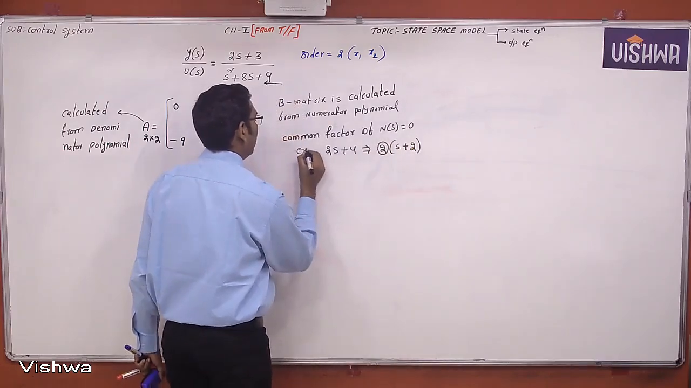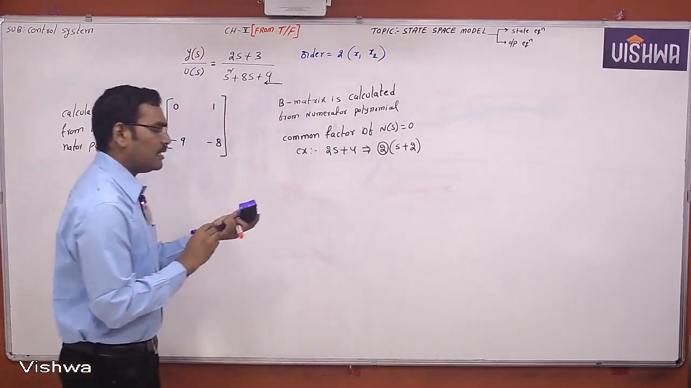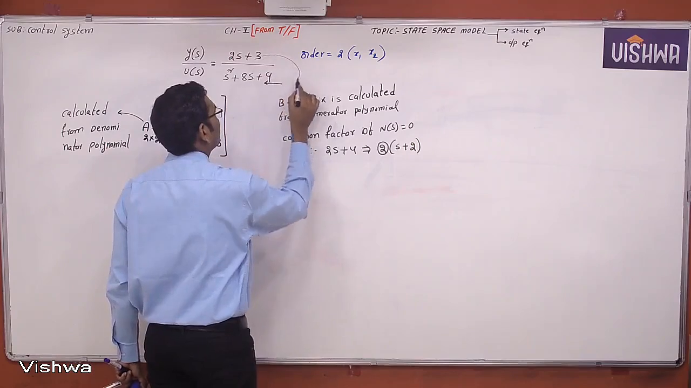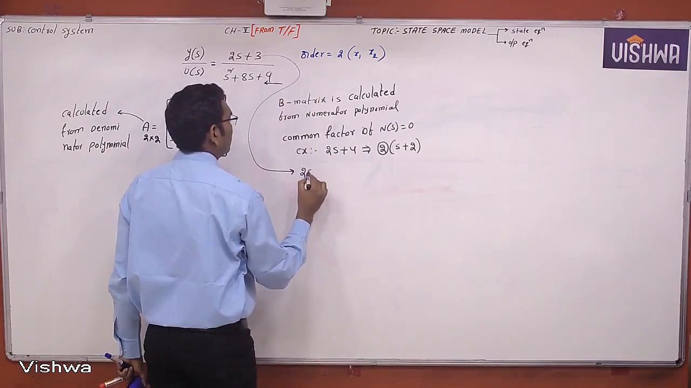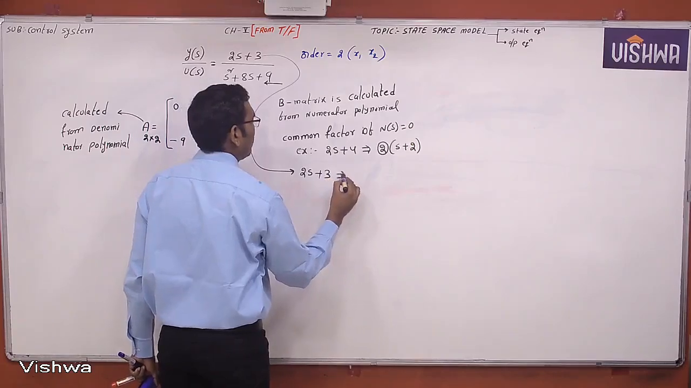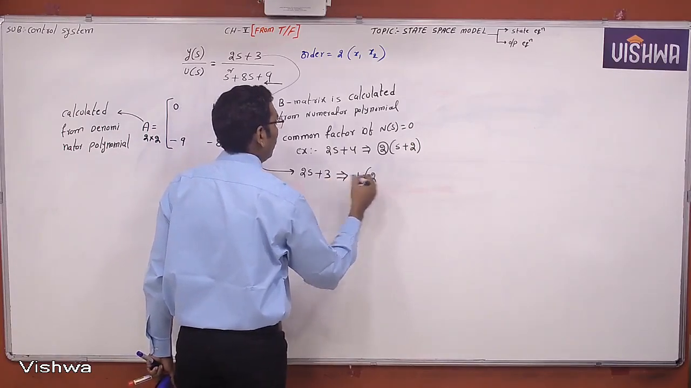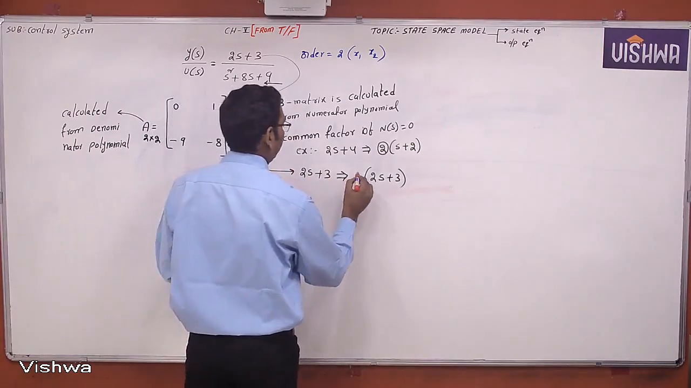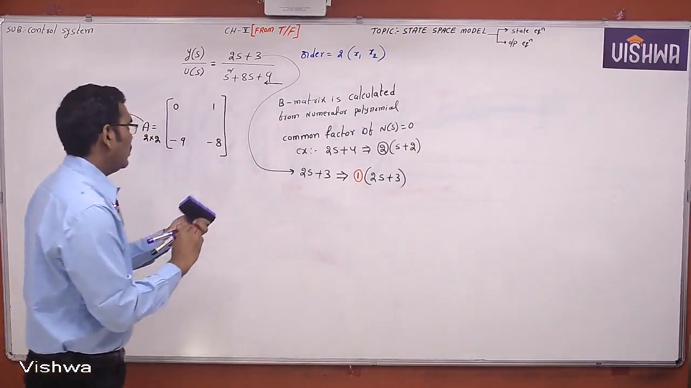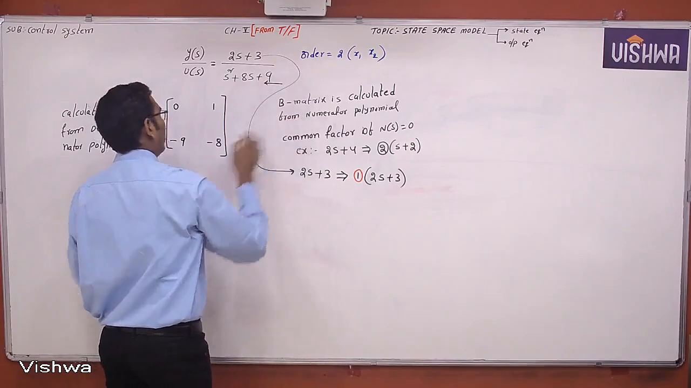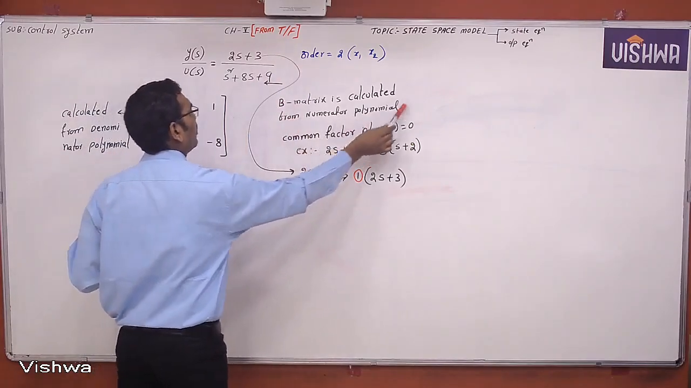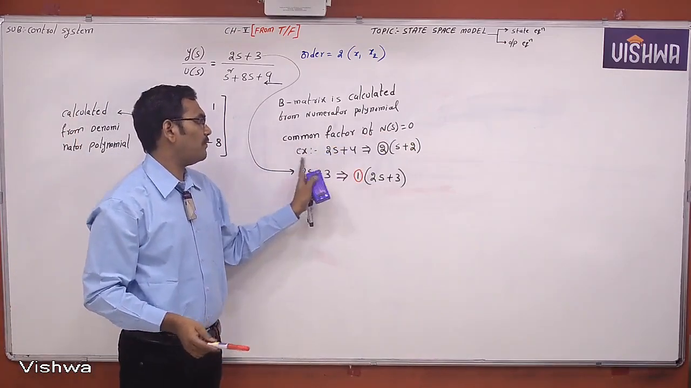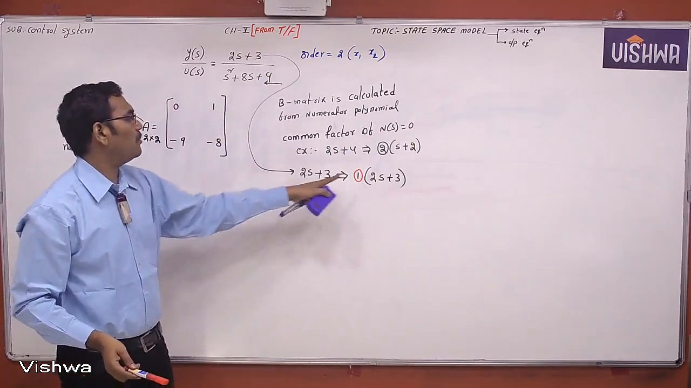But what is in our problem? In our case, it is 2s plus 3. Therefore, what is the common factor? No common factor. Therefore, we can write 1 as the common factor of 2s plus 3. So, the B matrix is calculated from the numerator polynomial. In the numerator polynomial, you should take the common factor of the numerator polynomial. For example, this is the common factor, but in our problem, this is the common factor.